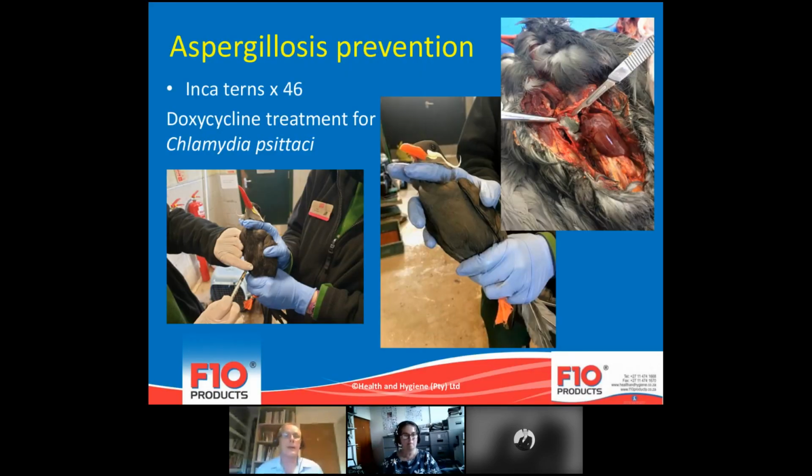Great. Okay. So this leads on quite nicely to this slide. We were unlucky enough to have quite a big outbreak of chlamydia a couple of years ago now. This was in a mixed species exhibit. We had 46 Inca terns flying around, I think 43 African penguins and a few eider ducks as well. And we lost one duck and I think about 6 or 7 penguins.